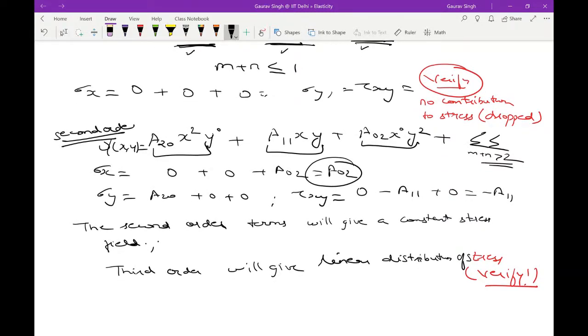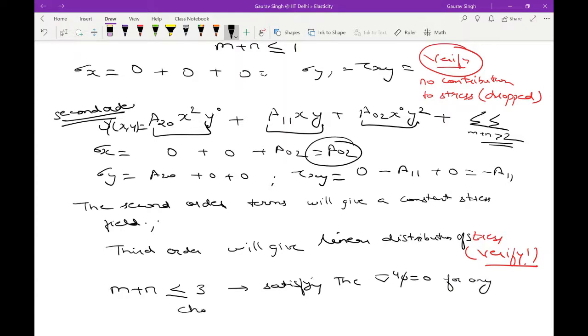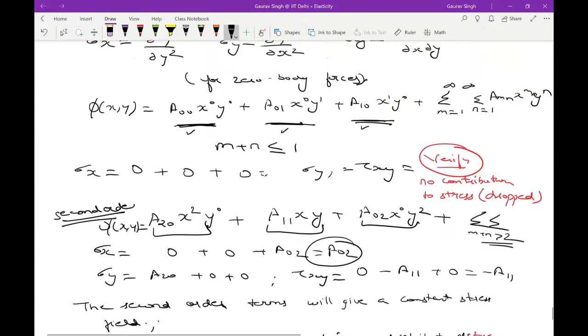Now for m plus n smaller than or equal to 3, this satisfies this equation, the biharmonic equation, for any choice of constants a, m, n.